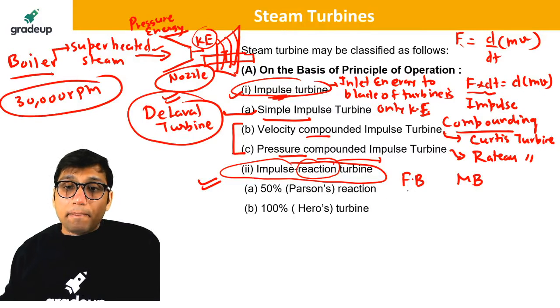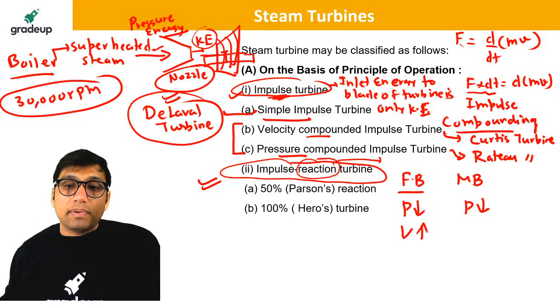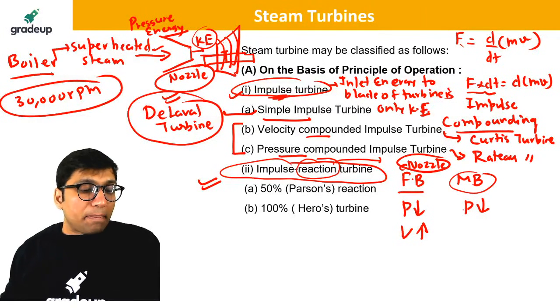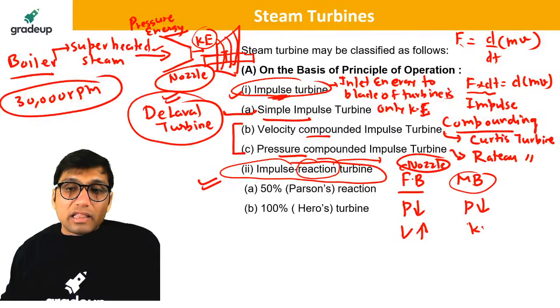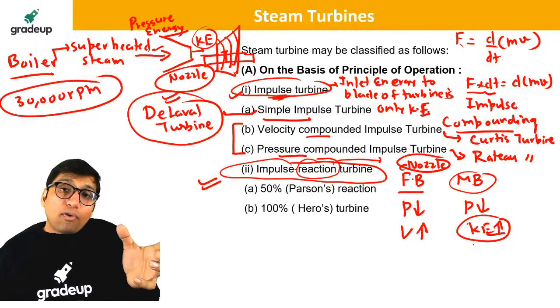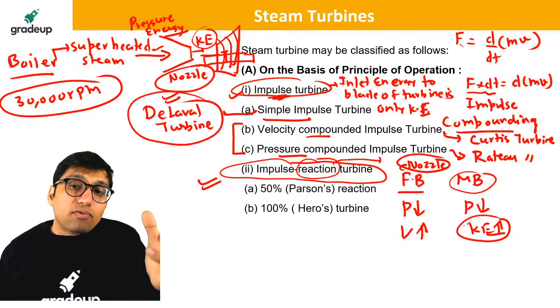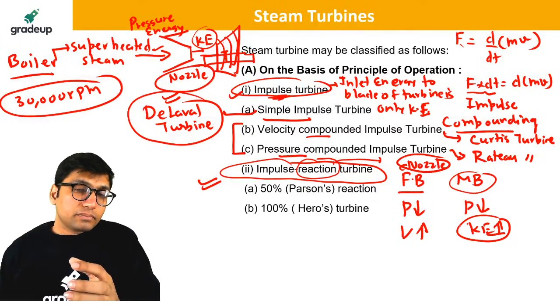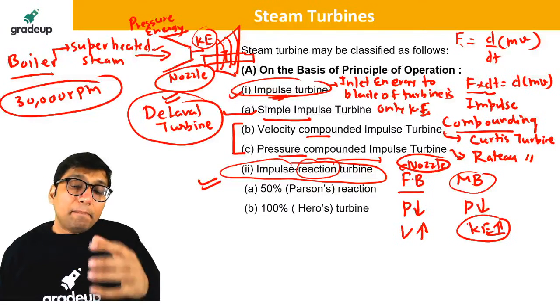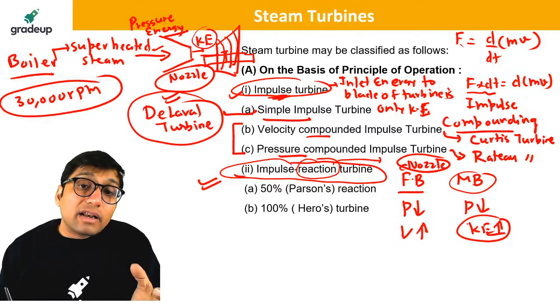But in the case of an impulse reaction turbine, pressure drop will take place both in the moving blade and the fixed blade, and the velocity will increase in the fixed blade. The fixed blade will act as a nozzle. In the moving blade also, because of the pressure drop, some amount of kinetic energy will increase, and that will cause the reaction force on the blades of the turbine. Because a reaction force is received by the blades, it is called an impulse and reaction turbine.